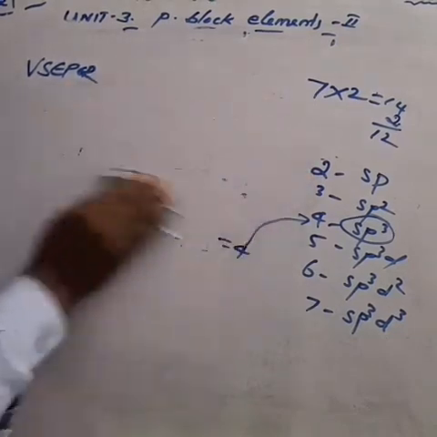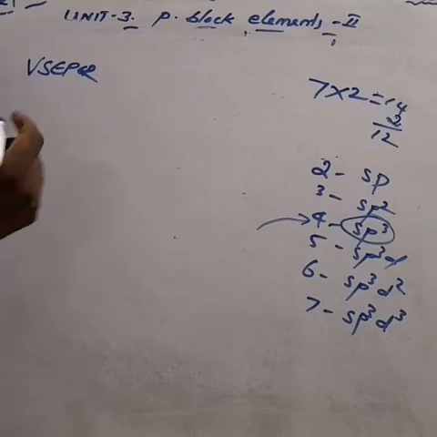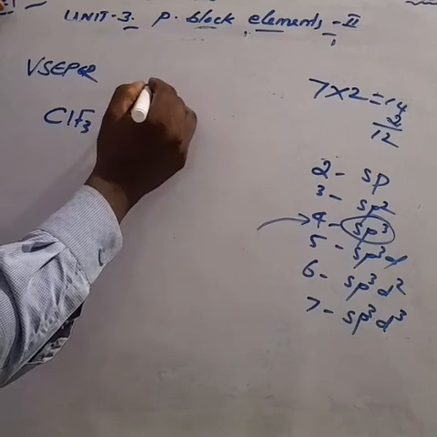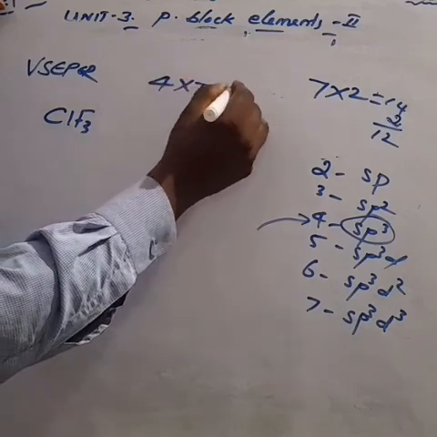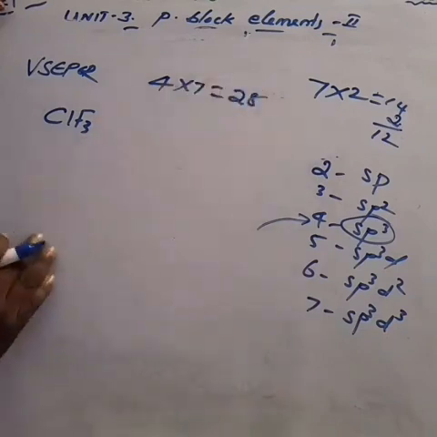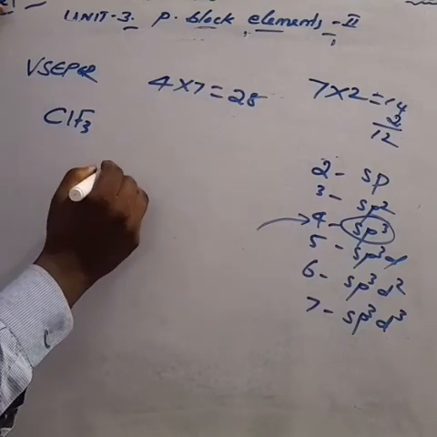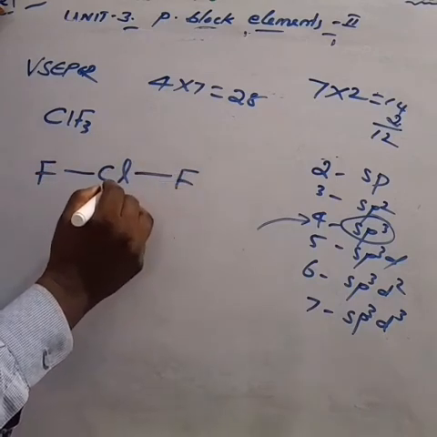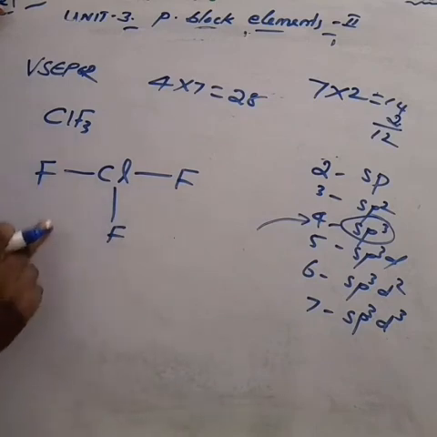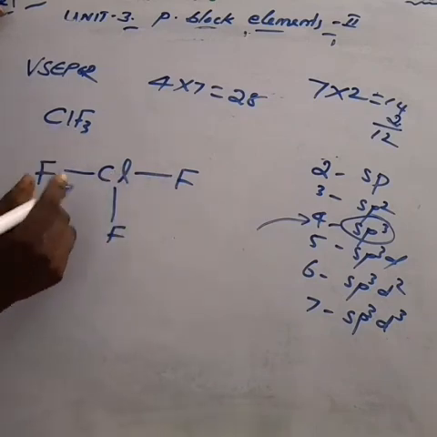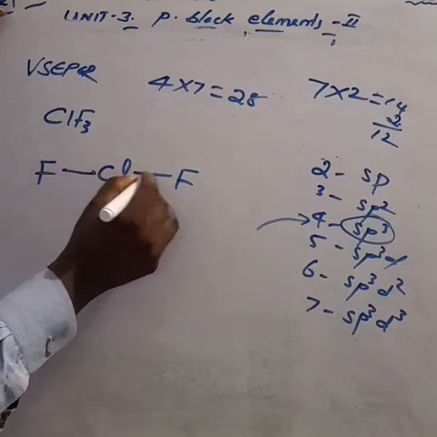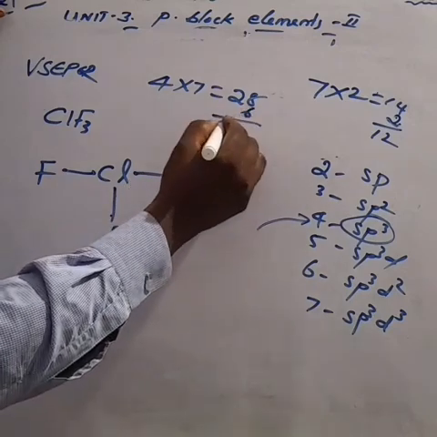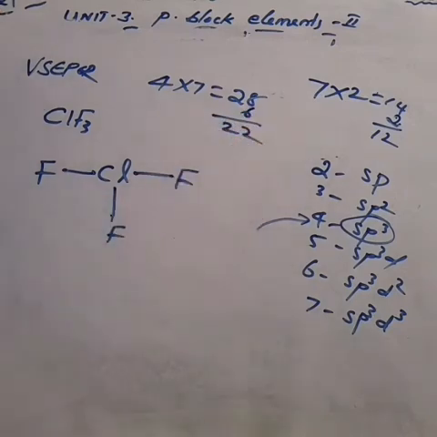Next one is about that AX3 type. AX3 type I am taking here: ClF3. So here having 4 halogens. 4 halogens means one halogen atom having 7 electrons, so 7 4s are 28. Am I right? 28. I am writing chlorine, fluorine, because here having 3 fluorine atoms. 1 bond means 2 electrons needed, 2 bonds means 4 electrons, 3 bonds means 6 electrons needed. Out of 28, minus 6, what's remaining? 22.